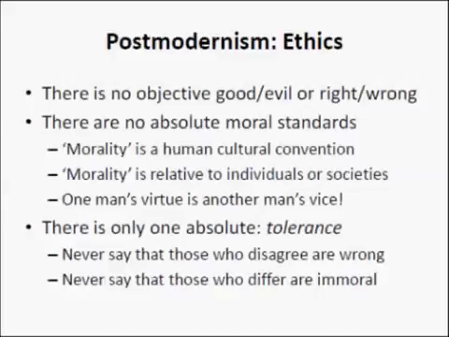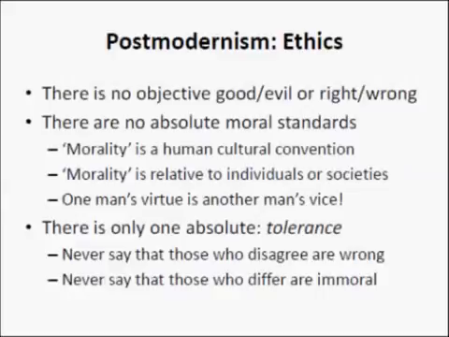Nevertheless, there is, rather curiously, it seems, one moral absolute in the postmodernist worldview, and that is the absolute of tolerance. This is a paradox at the heart of a postmodernist view of right and wrong. What tolerance means is that you should never say that those who disagree with you are wrong, that you are right and they are wrong, because that would imply that there is an objective truth. There's a truth out there, and you have it, and someone else doesn't.